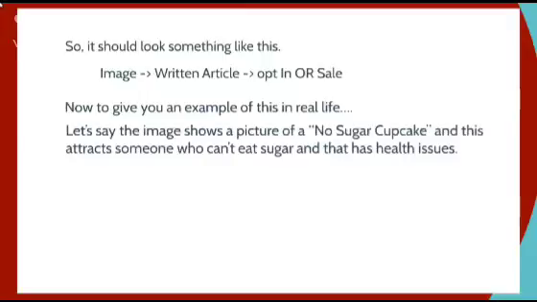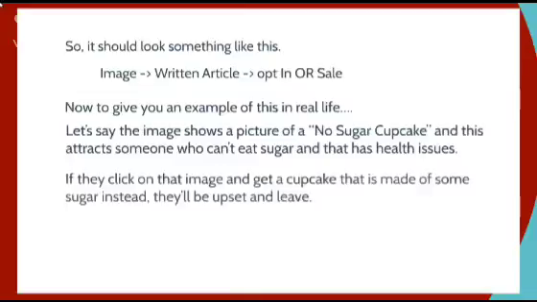You're going to have a good description to tell people what the image is all about. Now, if they click on that image and they get a cupcake that is made of sugar, brown sugar, sugar cane, even coconut sugar, they're going to be upset and leave. Or let's say you don't even have any text and it's a sugar cupcake, and somebody clicks on that and then they get sent to an article that is like a no sugar cupcake. They're going to get upset with that.